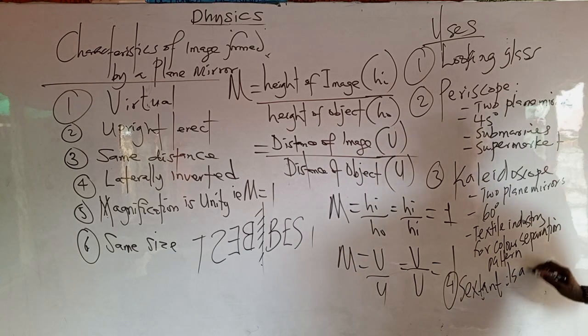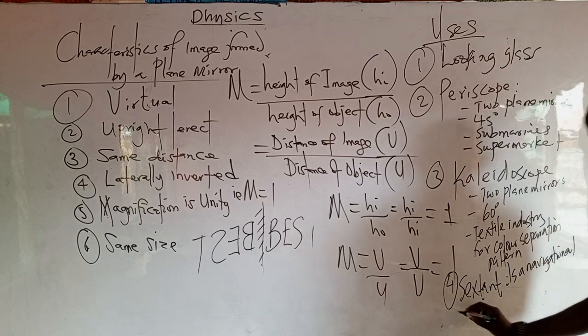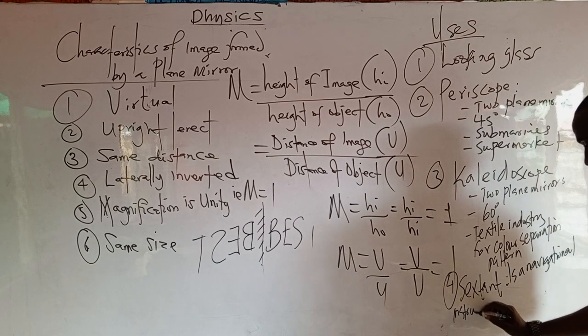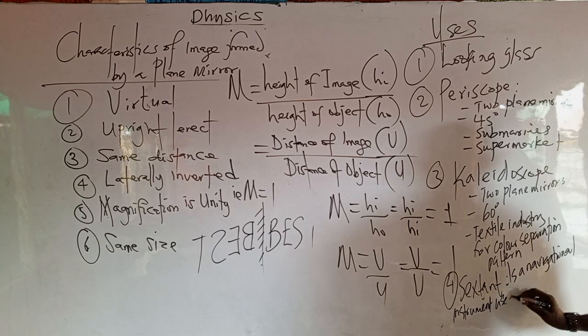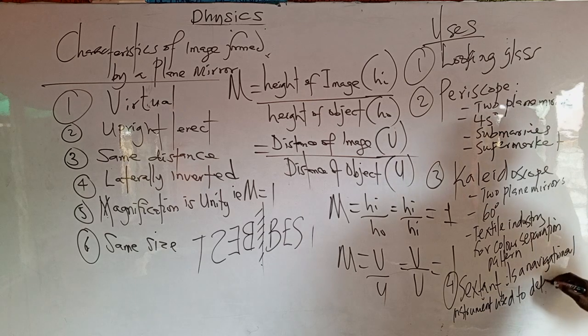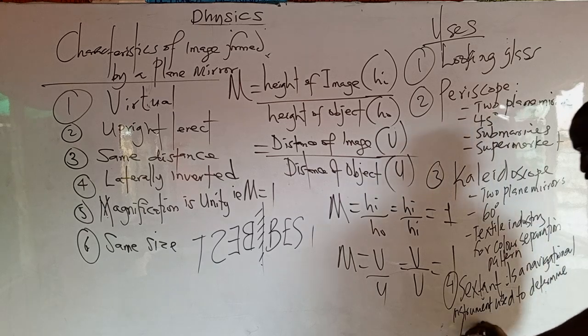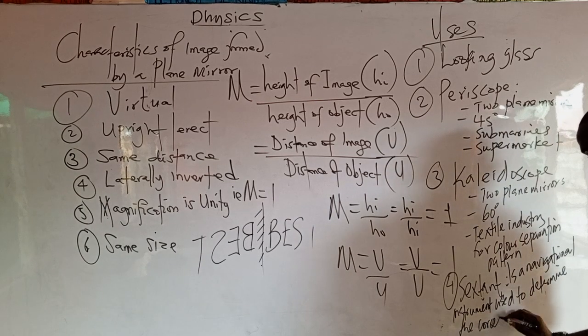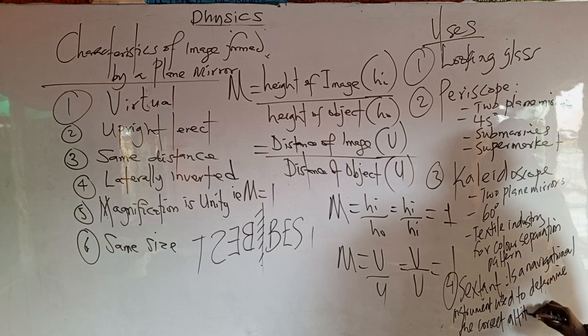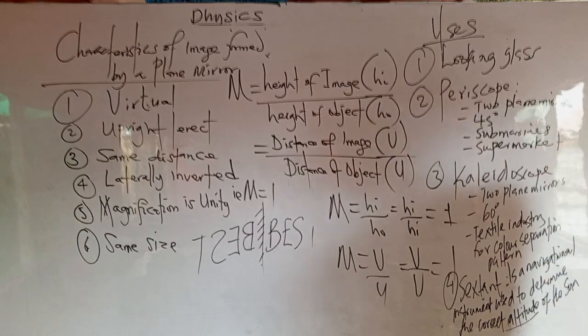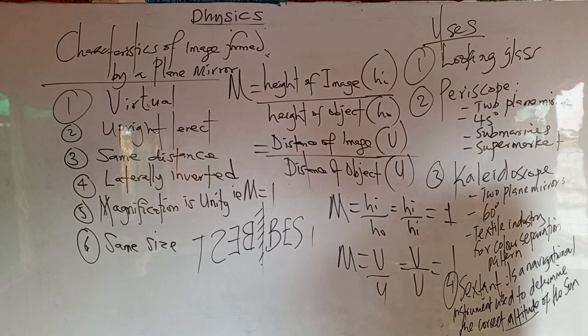A navigational instrument used to determine the correct altitude of the sun. If you don't use altitude, you can use height. If they don't want to use altitude, they will miss everything.